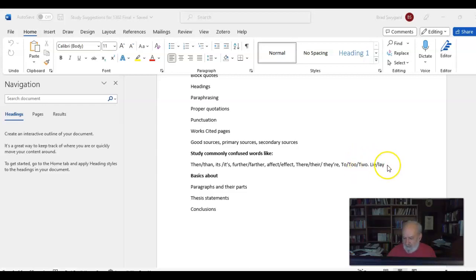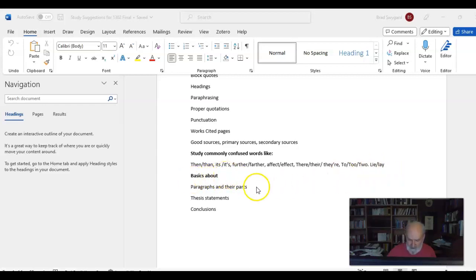Lie and lay, okay? You don't lay down, you lie down, but you lay something on the table. So lay has to do with putting something down. Lie has to do with lying down yourself and sleeping, okay? Those are the basic differences.